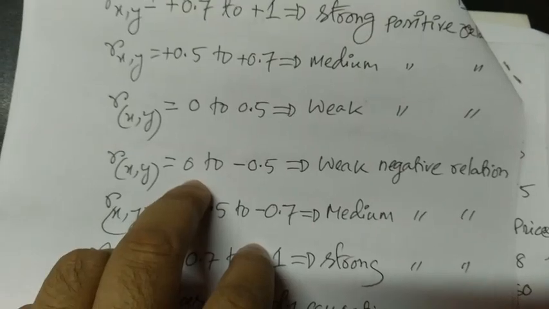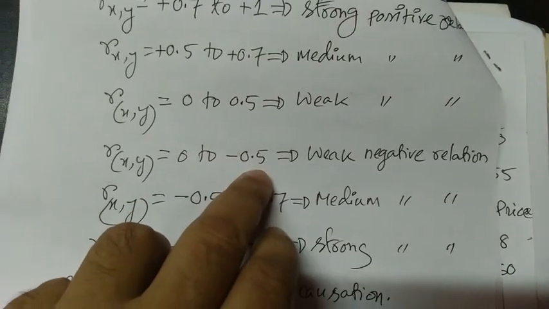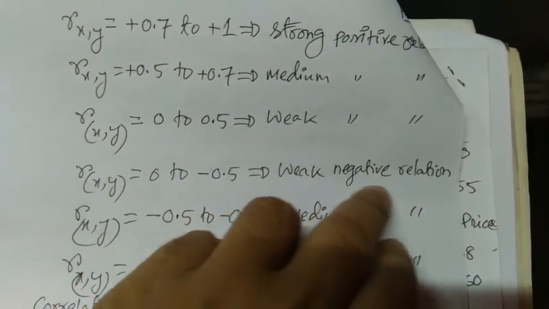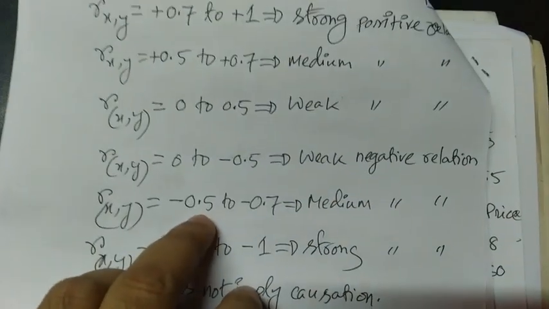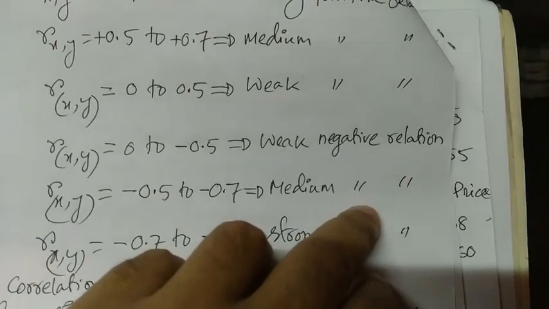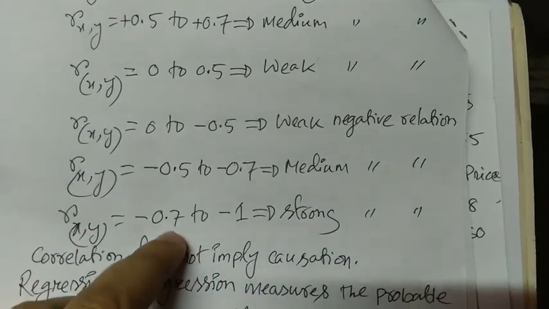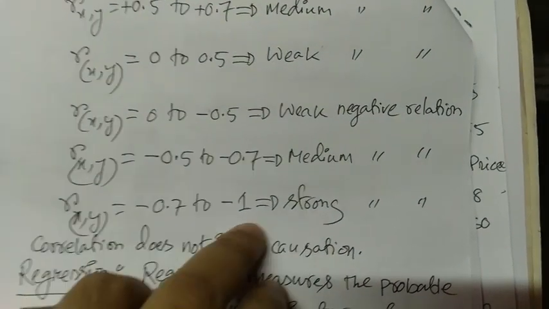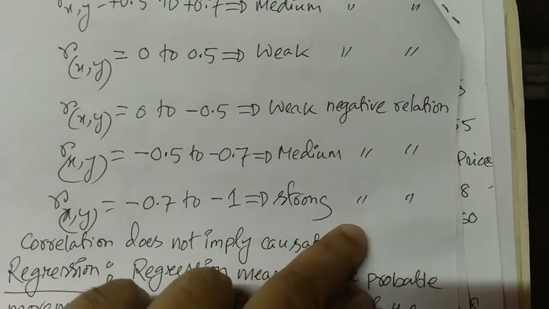Similarly, if the value is between 0 to minus 0.5 we will say weak negative relationship. If the value is between minus 0.5 to minus 0.7 we will say medium negative relationship. If the value is between minus 0.7 to minus 1, we will say strong negative relationship.